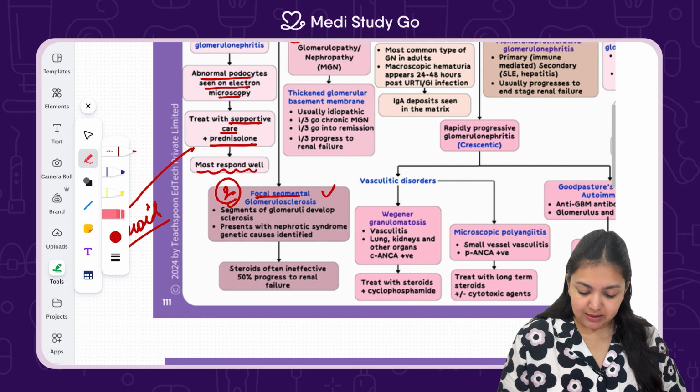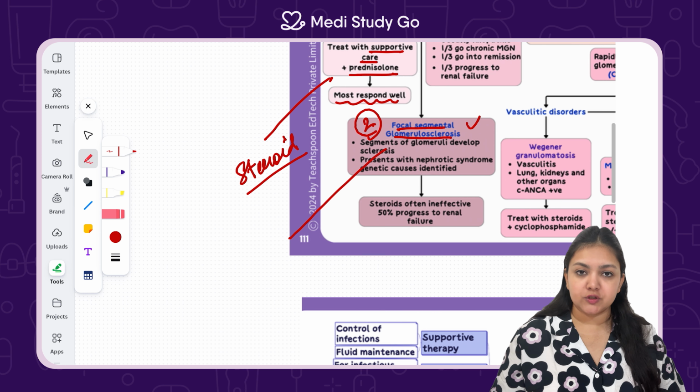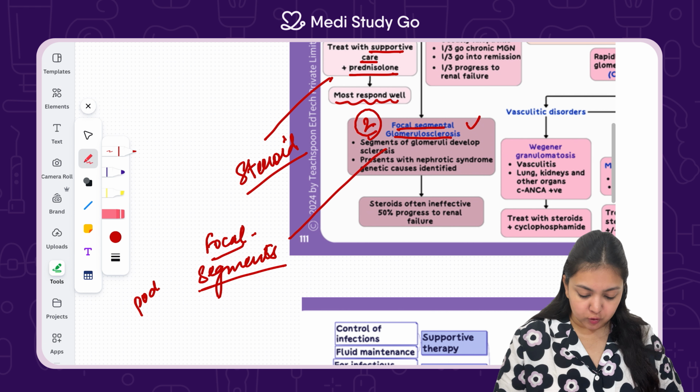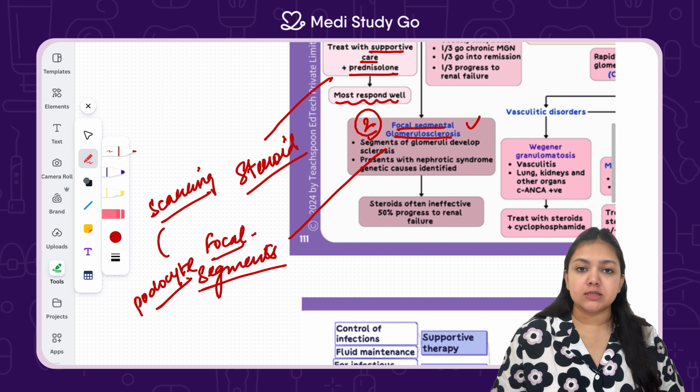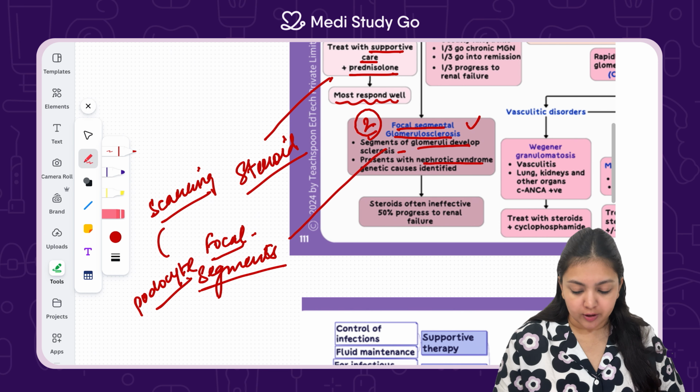Second is focal segmental glomerulosclerosis. As the term suggests, not all of the structure is involved. Some focal areas are involved in the form of segments. And these areas have the podocyte injury, which leads to scarring. And this scarring is going to cause some damage to the structure which is involved, leading to the manifestation of the disease. So segments of glomeruli develop sclerosis, which is the scarring, and it presents with nephrotic syndrome.